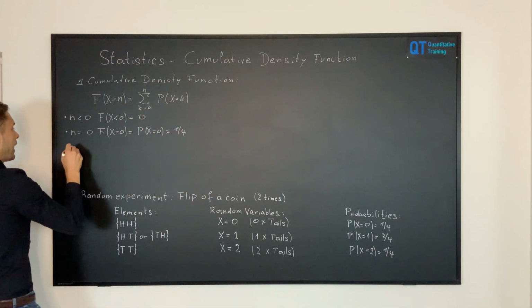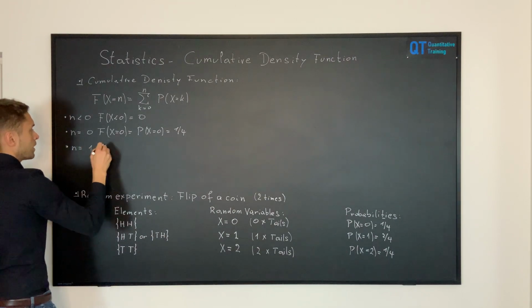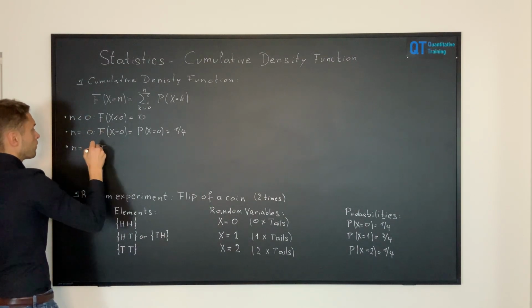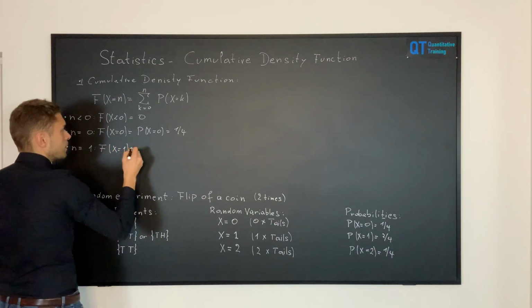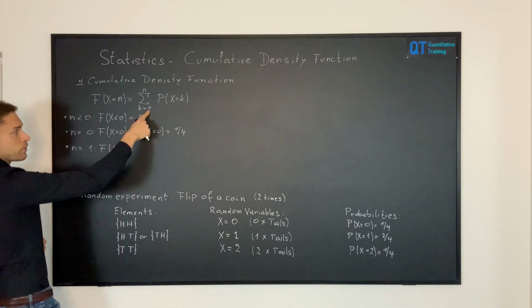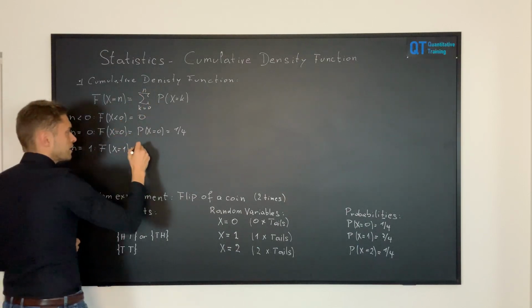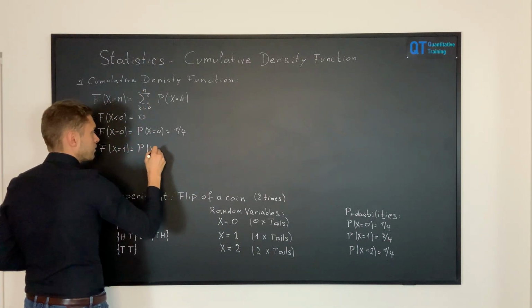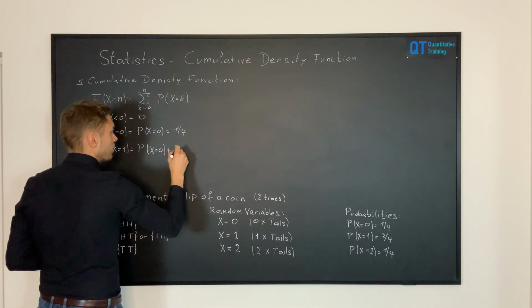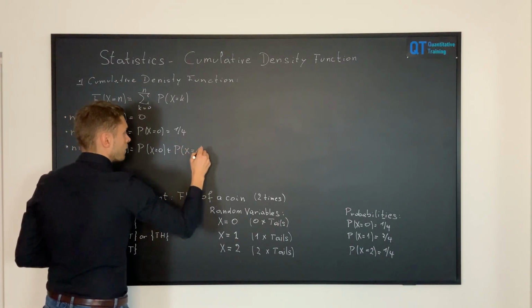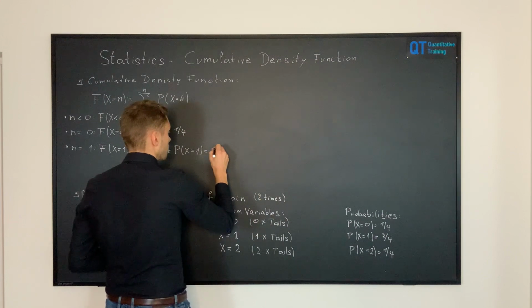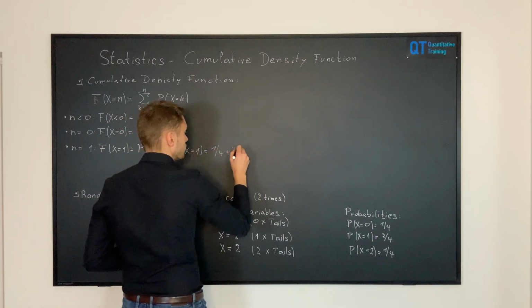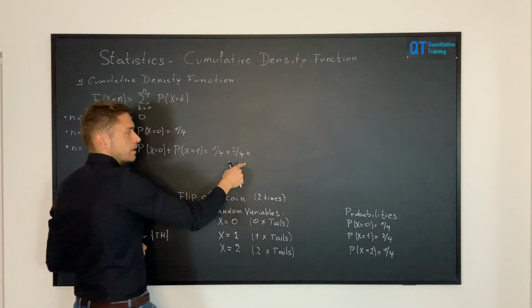Then we have as value n equals 1. So F of x equals 1 equals the sum going from k equals 0 to 1 this time. So we have P of x equals 0 plus P of x equals 1 equals 1/4 plus 2/4, which equals 3/4.